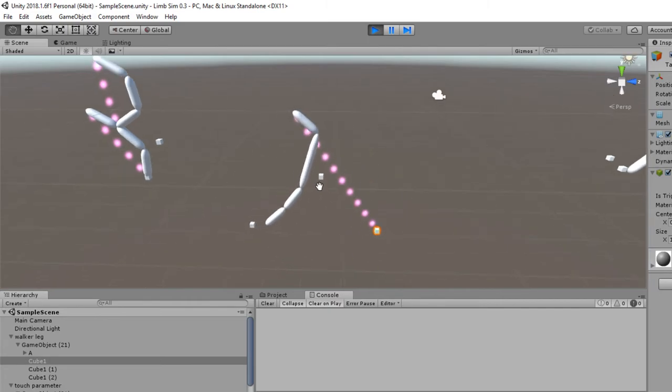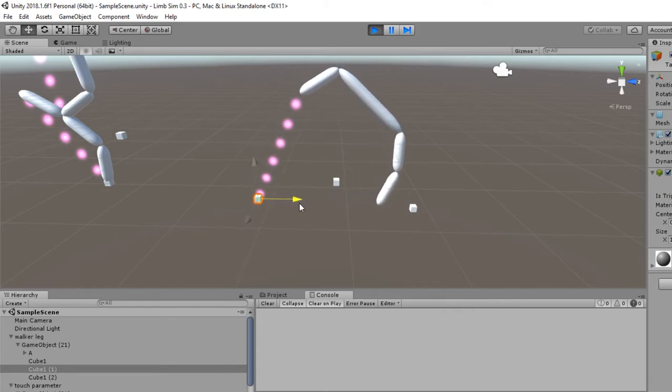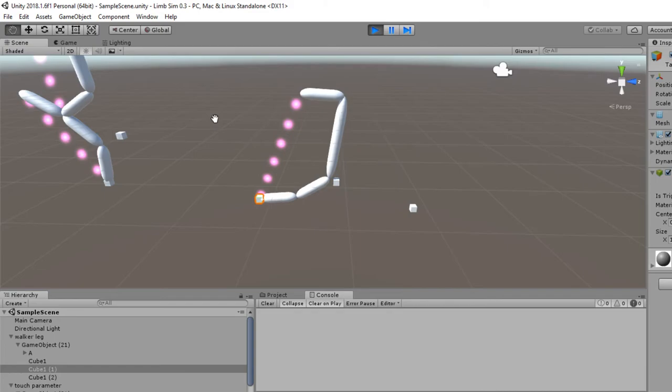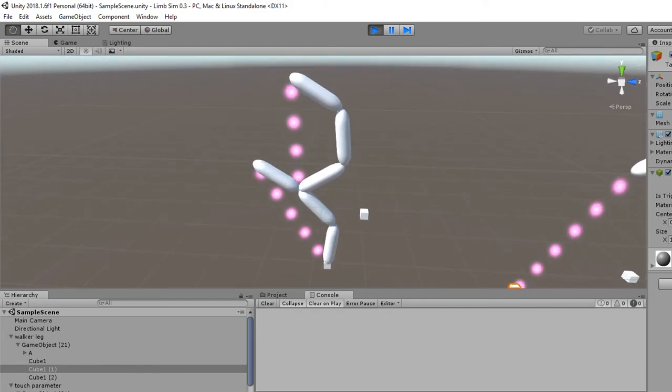So we're able to see that here, the limb is able to solve in real time in order to touch the sequence of cubes. Okay, and then here we have a target. Well, we have 2 limbs here.